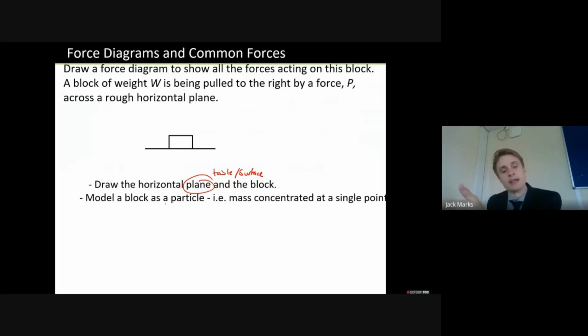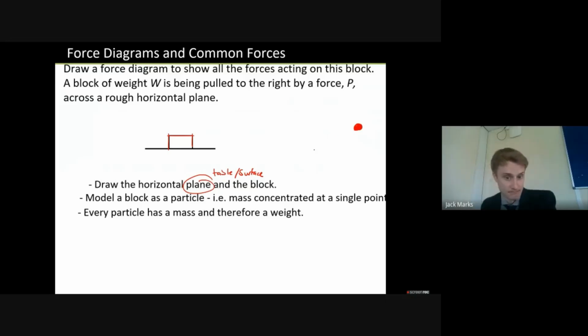Now, what we're doing here is we're actually modeling the block as a particle. You might remember in the chapter before, we had some things that we dropped or we threw and so on. We were modeling these as particles. And although I'm drawing this as a rectangle, it's very much the same thing. Every particle has a mass. And why is a mass important? Because a mass has a weight. So a mass is just like a property. Everything has a mass. A weight is actually a force.